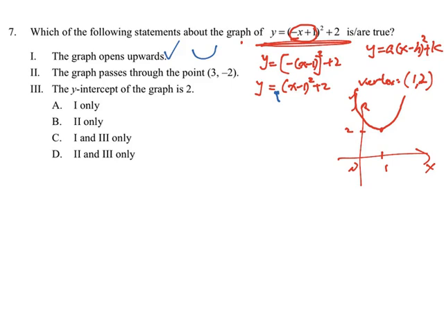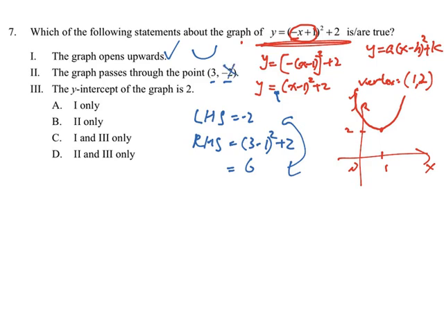Next, the question asks whether the point 3, negative 2 is passing through the graph. So let's check it. That means we substitute x equal 3, y equal negative 2 into the equation. So we check the left hand side and right hand side. For the left hand side, y, so negative 2. For the right hand side, x is 3, 3 minus 1 square plus 2. So it becomes 6. So you can see obviously it is not the same. So we will cancel this.